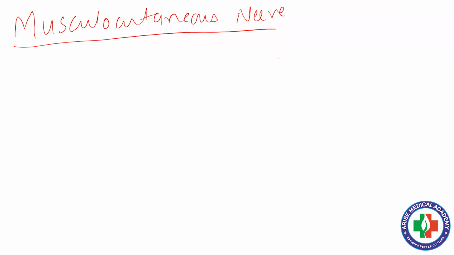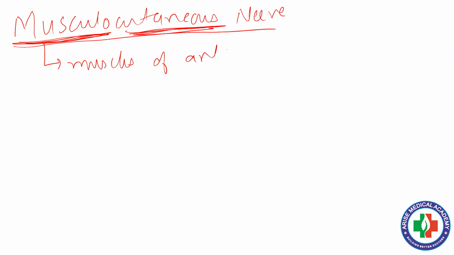Let's understand this thing first. Musculocutaneous nerve. It is a branch of which cord? Lateral cord of brachial plexus. Now look at here. This nerve has two parts, muscular part and a cutaneous part. Musculocutaneous nerve supplies muscles of anterior compartment of arm. Anterior compartment of arm. And what are they?